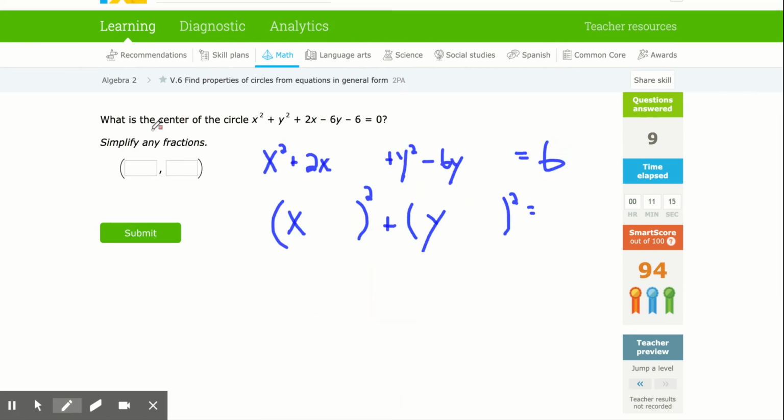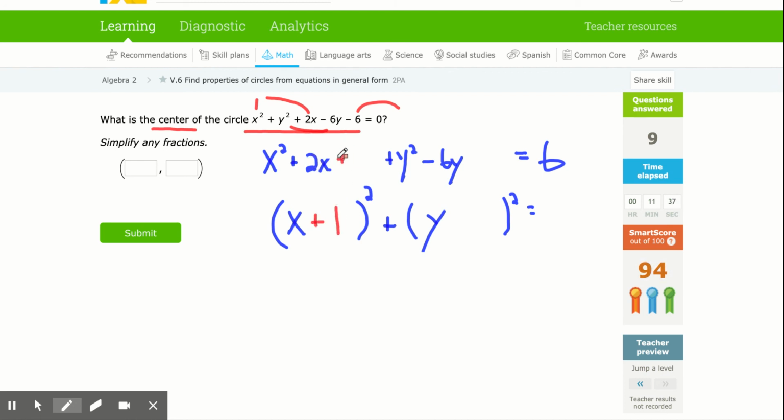Now, this problem is probably the hardest that you should see. It's basically when you have to complete the square on both the x terms and the y terms. So I grouped the x terms together, the x squared and the 2x. I grouped the two y terms together, the y squared and the negative 6y. I brought the negative 6 to the opposite side, making it positive. Now I complete the square. Half of 2 is 1. So this is going to be a +1.